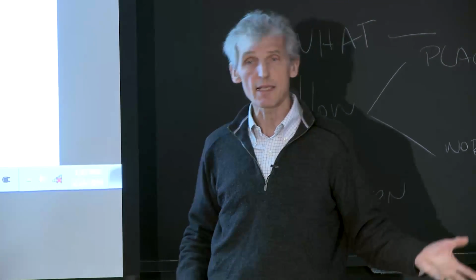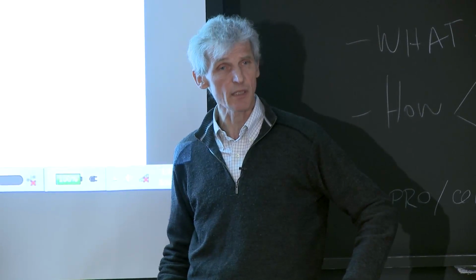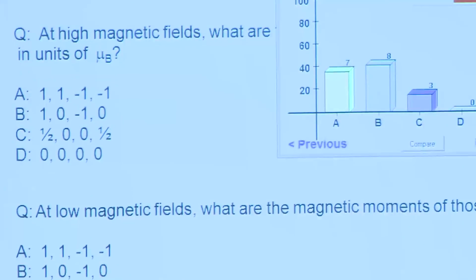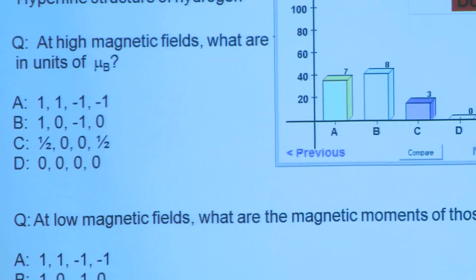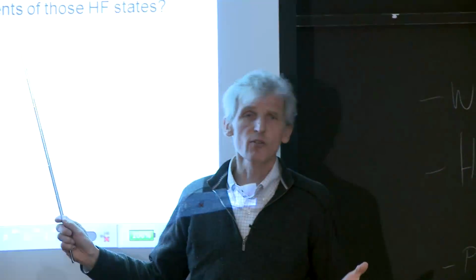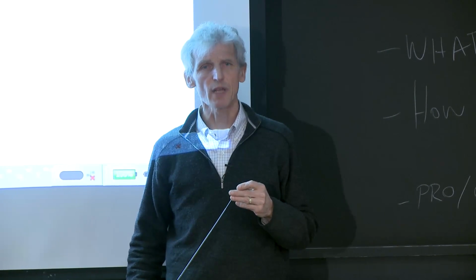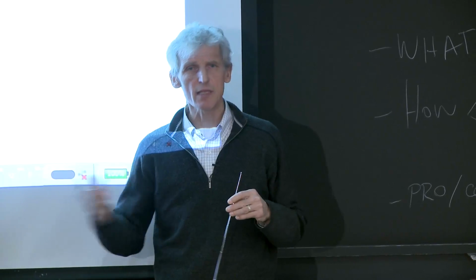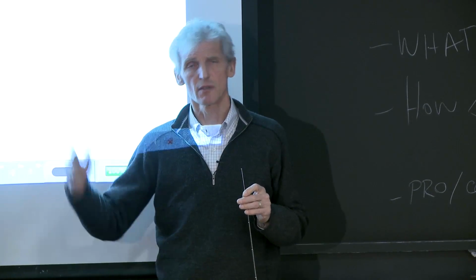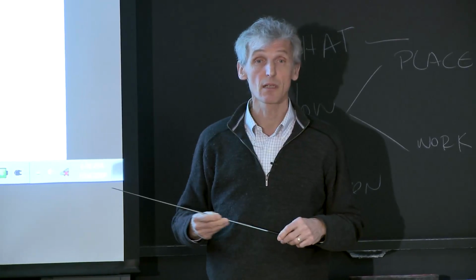So all the states at high magnetic field have either the electron spin up or the electron spin down. So therefore the correct answer is A. We have 2 states where the electron spin is up and 2 states where the electron spin is down. I mean, it's just a complicated way of asking you what are the possible energy levels of an electron in a magnetic field. And the answer is, well, plus minus 1 Bohr magneton times the magnetic field. Questions about it?